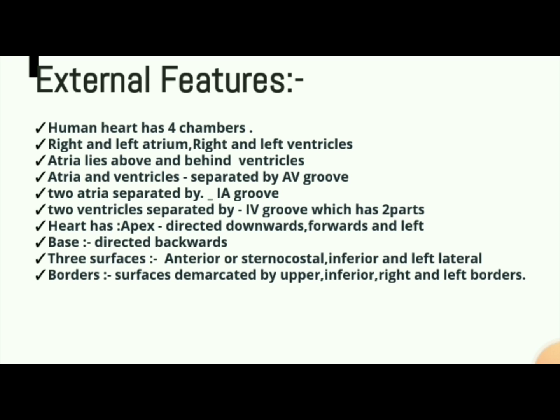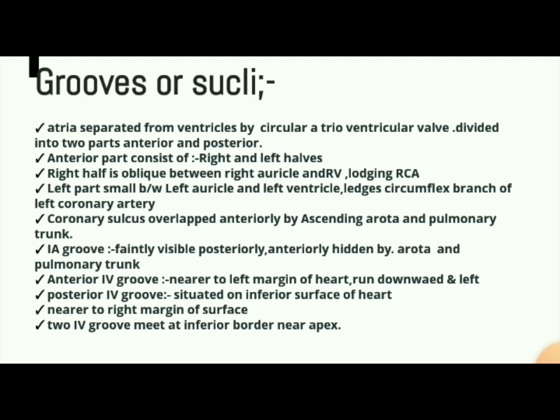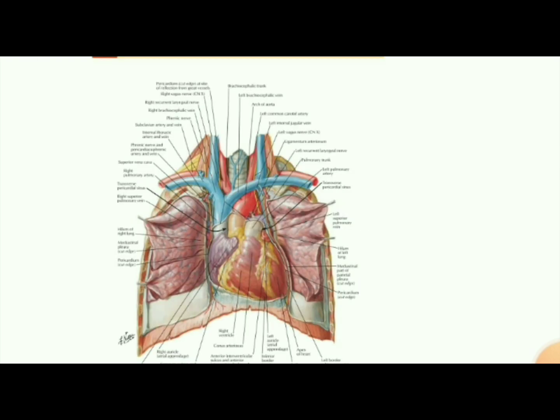Now let's move on to the external features of the heart. The human heart has 4 chambers: 2 atria and 2 ventricles, the right and left atrium, and the right and left ventricle. The atria lie above and behind the ventricles, which we can see in this picture also.